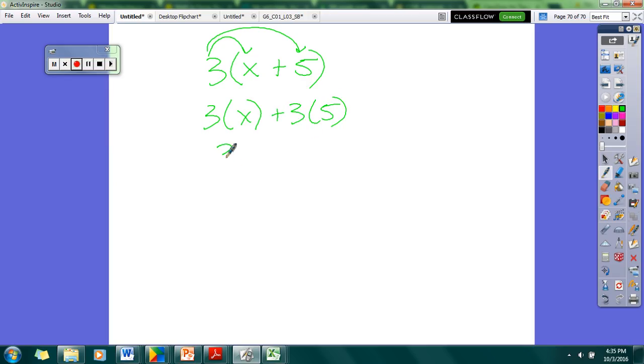Now 3 times x can't get any simpler, so I just leave it as 3x. But 3 times 5 can get simpler to 15, and there's my final answer. I can't combine coefficients with a variable to numbers that don't have a variable multiplied by them. Okay, so let's try another example.